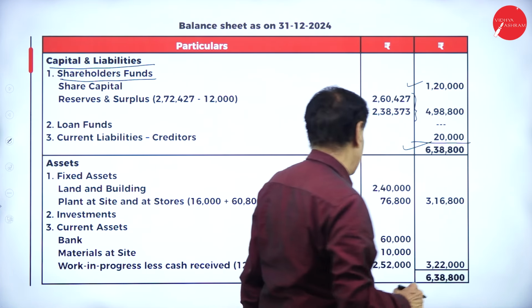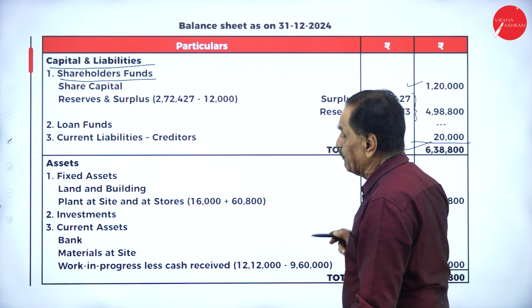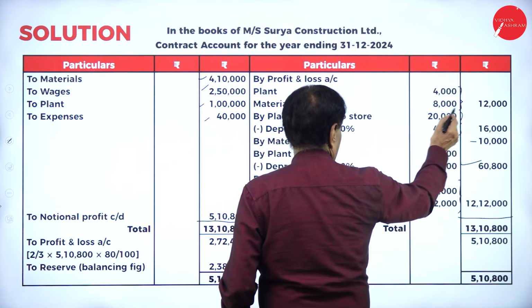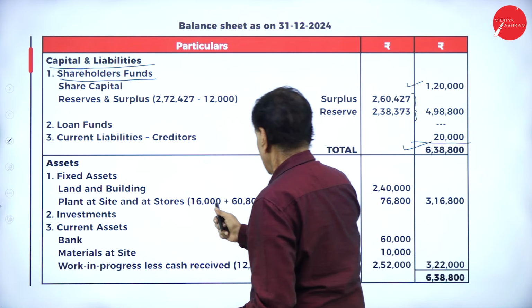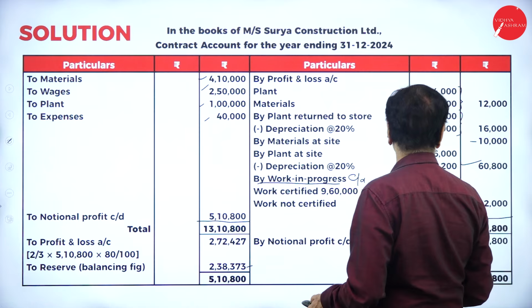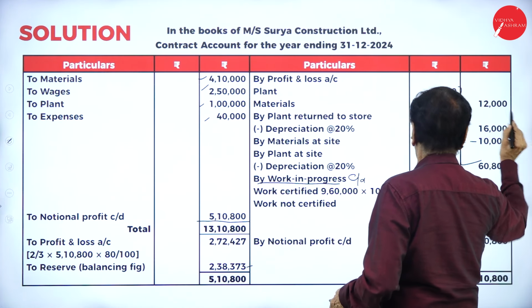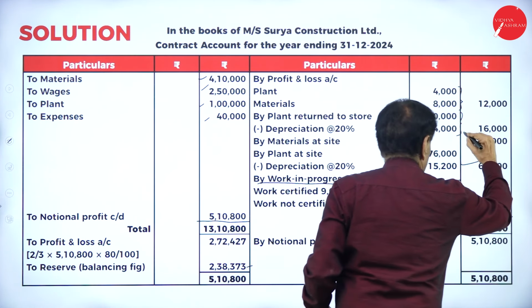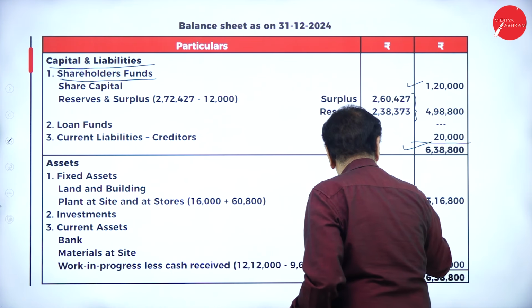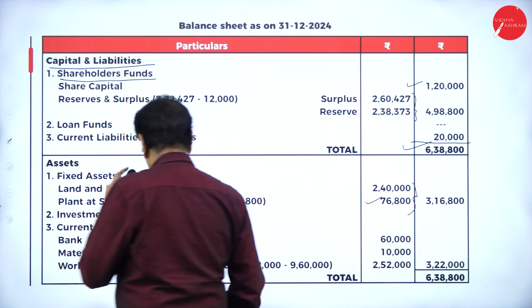In favor of the asset side, first fixed assets, land and building given 2,40,000. Plant at site and stores, see that? Plant at site 60,800. Then plant returned to stores, 16,000. Plant returned to store 16,000 and 60,800 becomes 76,800. Totally 3,16,800. There is no investment.